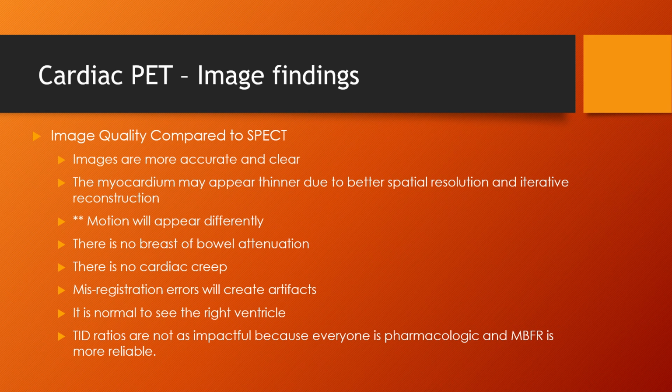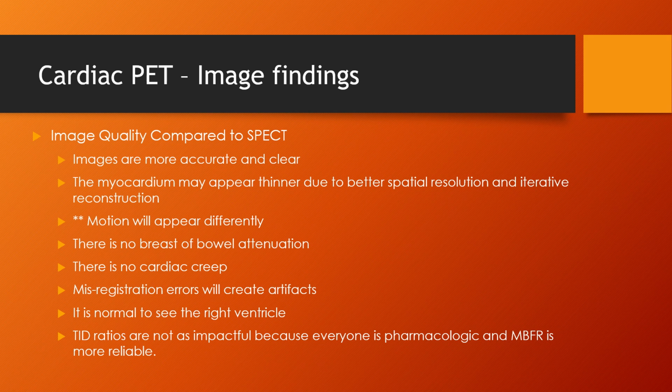Motion will have a contralateral defect, almost like a bullseye, or the heart may appear egg-shaped. There is no breast or bowel attenuation, and there is no cardiac creep because the patient is not actually exercising. Misregistration errors between the perfusion study and the CT will create artifacts. It depends on where it's misplaced to, but most commonly this happens in the anterior wall.